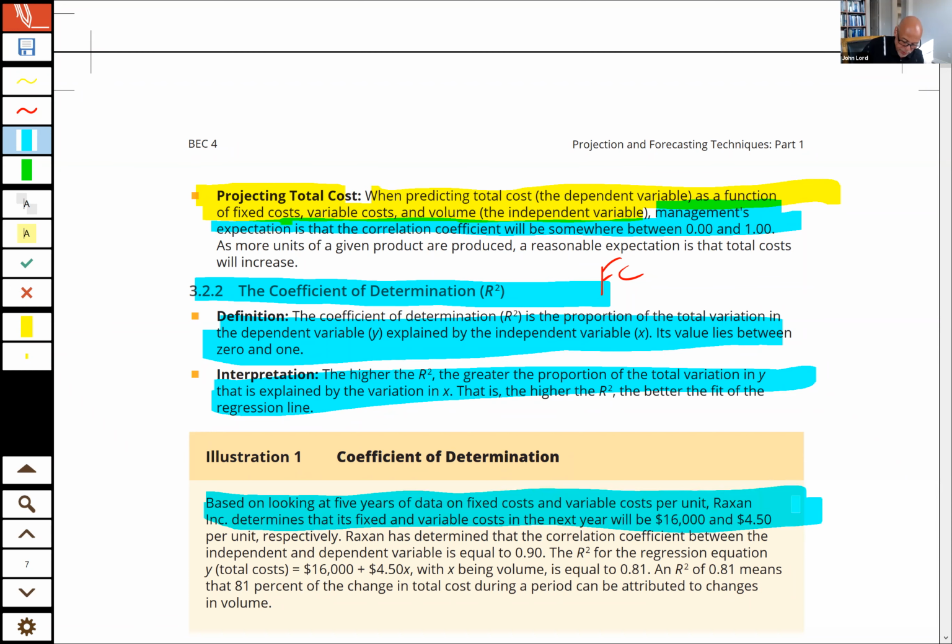So let's just take a look. They give us a bunch of stuff here, and we plug in the numbers and whatnot, and we get what we get. This R, the coefficient of correlation, is 0.9. When we square it, we get 0.81, and that means that 81% of the variation of the change in the dependent variable is explained by the change in the independent variable. So that's a useful tool as well.